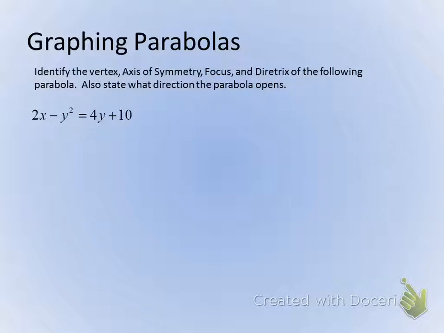So the first thing you do, you notice whether you have an x by itself or a y, and a y being squared, or you figure out what's squared. In this case, it is y squared. Okay, so if y is squared, that means you need to solve for x. So that's what we got to do with this one. We got to solve this guy for x. So that's what we're going to do now. So in order to do that, we're going to add y squared to both sides.